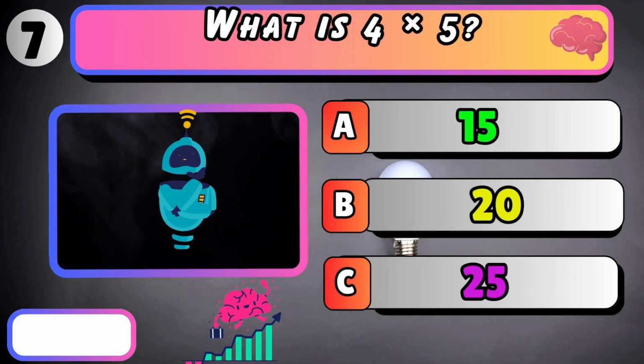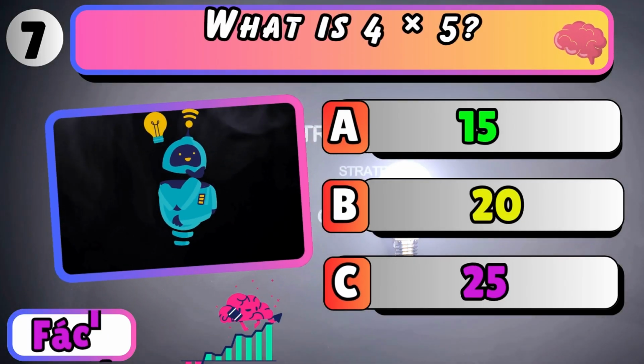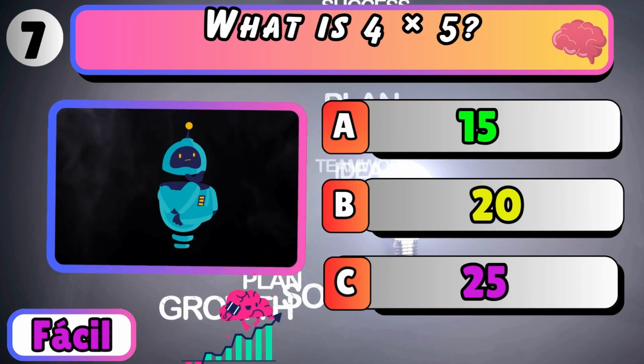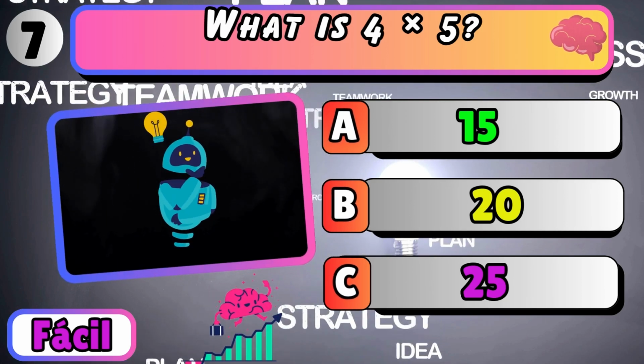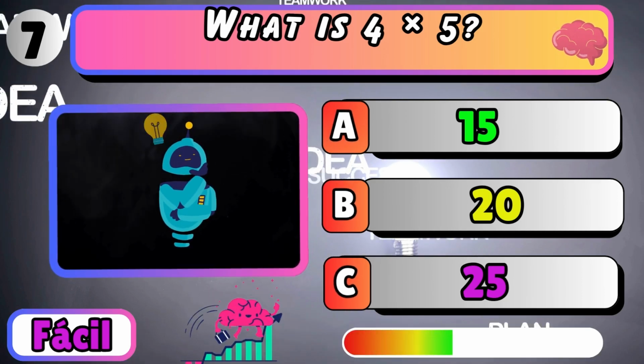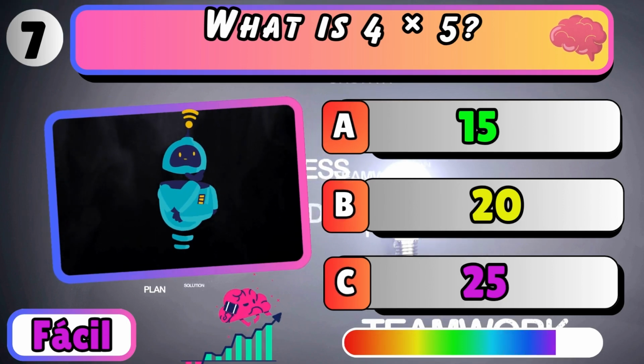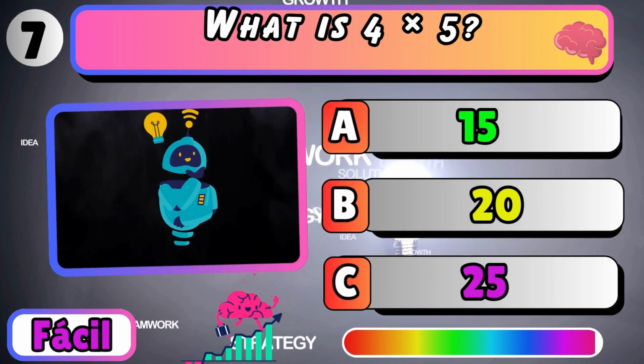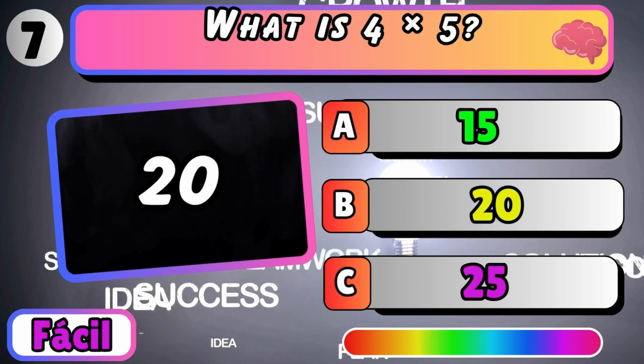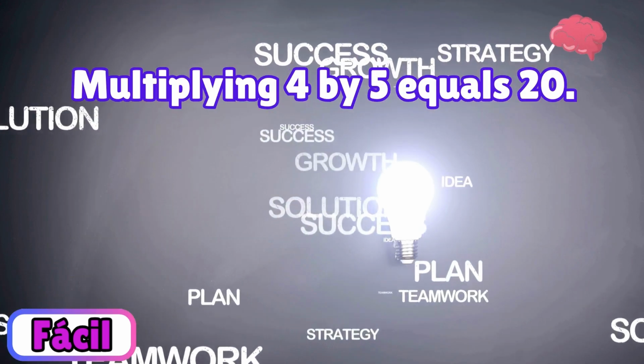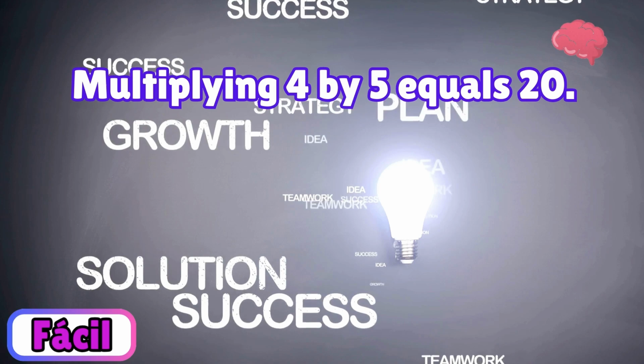What is 4 times 5? 15, 20, or 25? 20. Multiplying 4 by 5 equals 20.